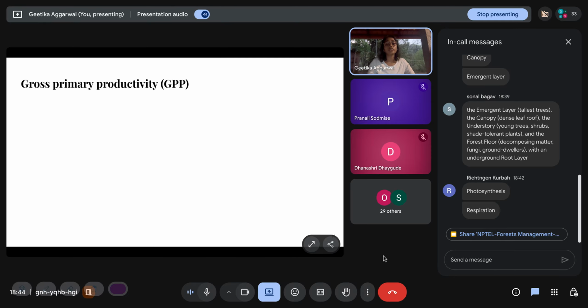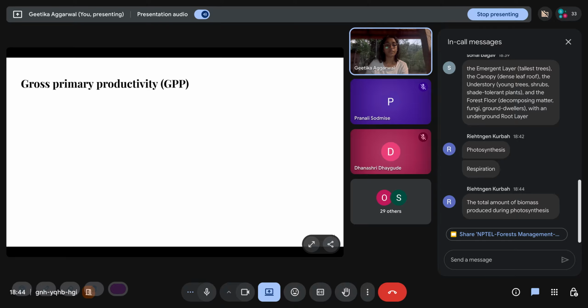Then we come to the different productivities. So can anybody tell me what is the gross primary productivity? So there's different productivities that are related to plants. One of them is gross primary productivity. One of them is net primary productivity. So can you guys tell me what is the difference between gross primary productivity and net primary productivity? Anybody?